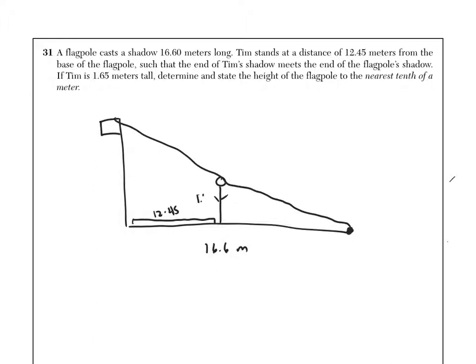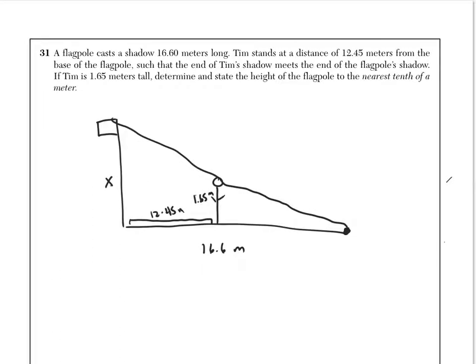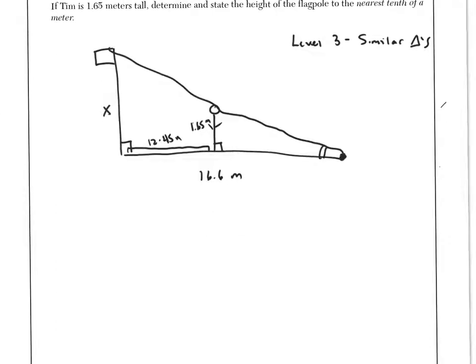Tim, we also know, is 1.65 meters tall. So we want to find the height of the flagpole, so we'll put an X here. Now, what we're going to do is draw two triangles, because these are similar triangles. We know they're similar because a flagpole is perpendicular to the ground, Tim is perpendicular to the ground, and we got the reflexive property right here. So we have angle-angle similarity. So this is level 3, similar triangles.